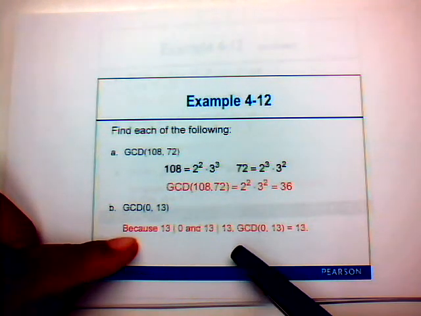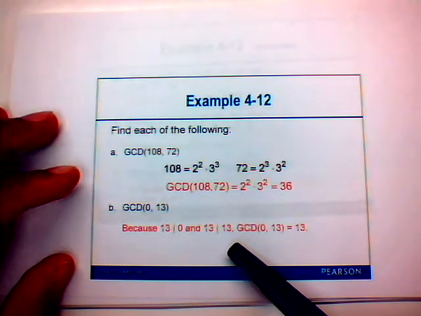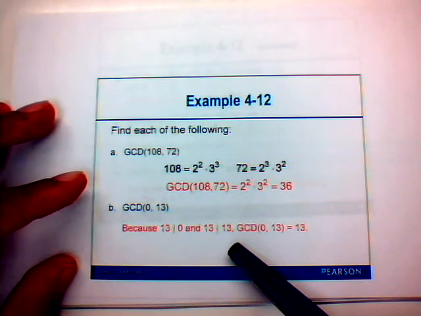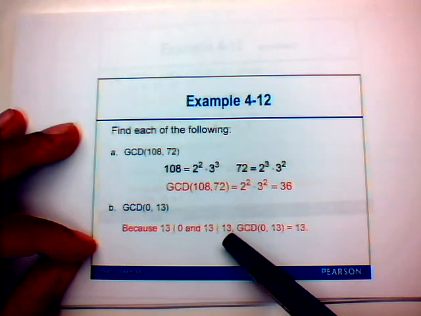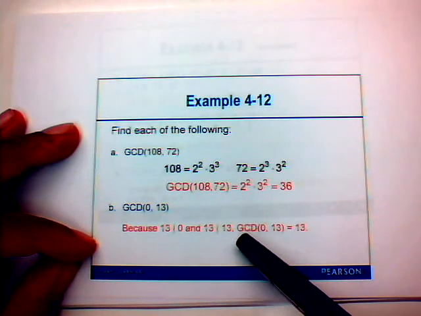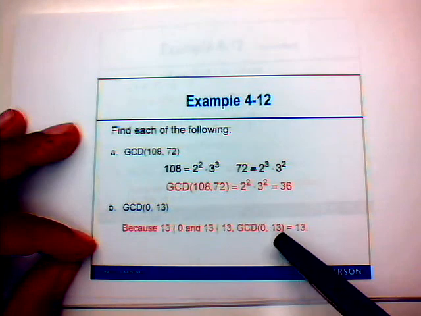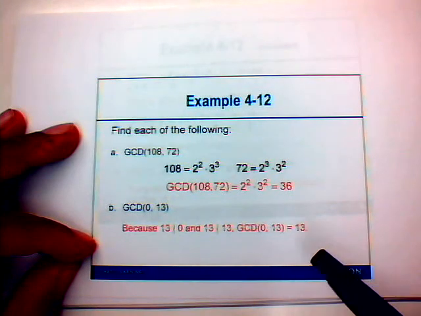And then part B, finding the GCD of 0 and 13. Here, 13 divides 0 and 13 divides itself. So the GCD of 0 and 13 would be 13.